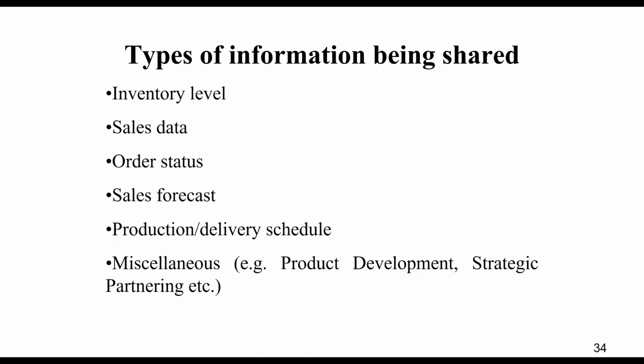Order status. So if I am placing an order, I need to know what is the status of my order. Has this been done, is it on the road, or am I going to receive it in the next 2 days, or have I received it or not. Sales forecast. So again, it's a forecast based on the historic data. So sales forecast is very important if we need to see our demand and need to manage that demand through supply chain. And production and delivery schedule.